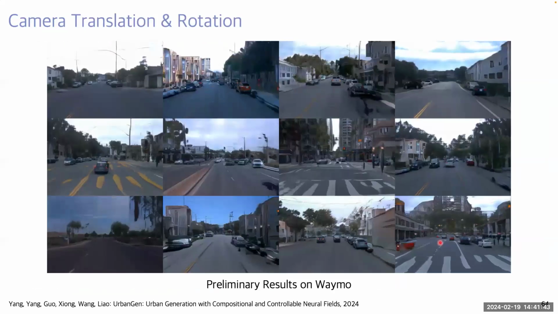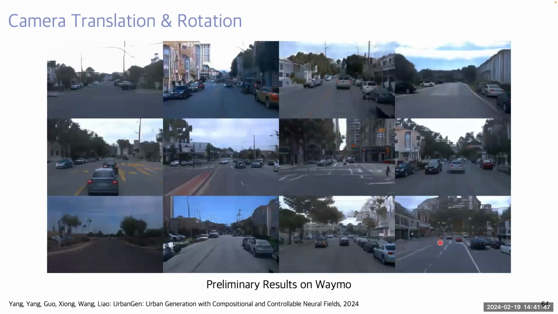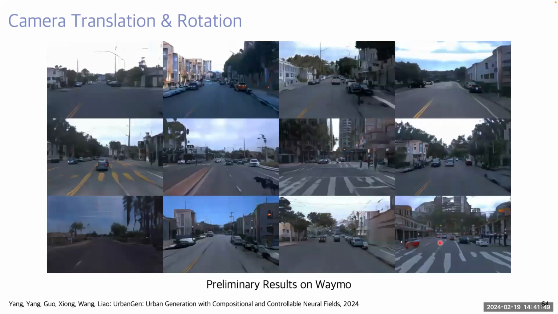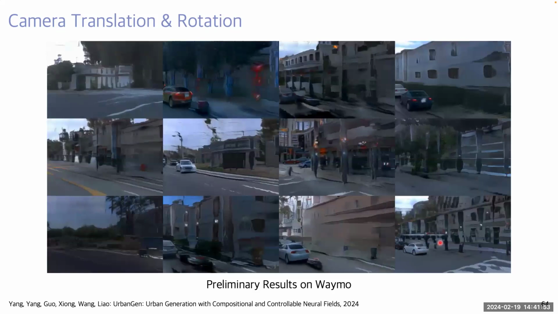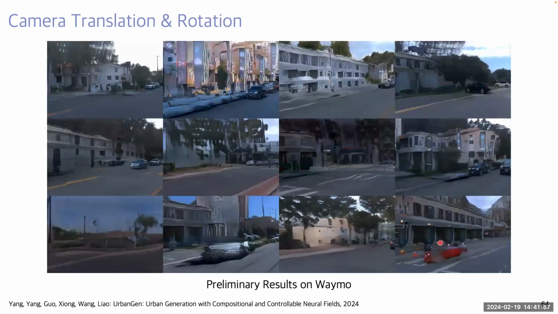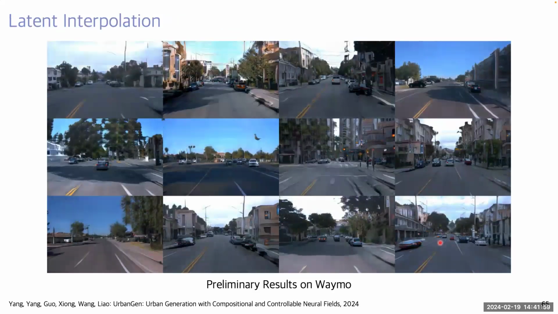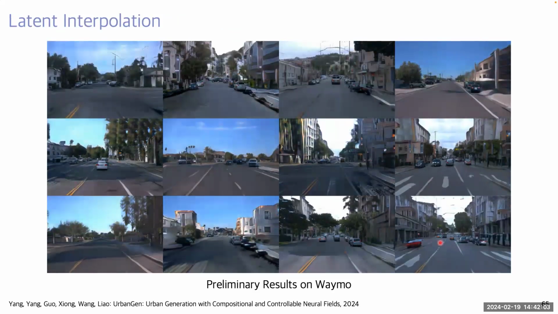We are also working on extending this to other datasets like Waymo. This is still preliminary results, but the idea is that this approach can also be scaled up to other datasets like Waymo or nuScenes. And here are also results on Waymo. We show latent interpolation. Yeah, so that's all for the generation part.